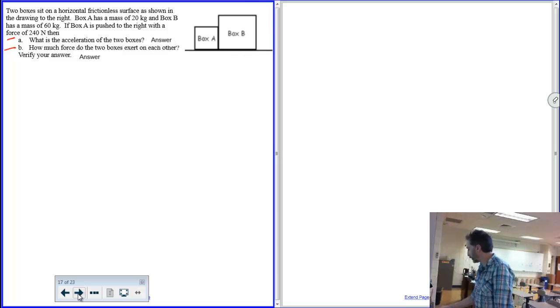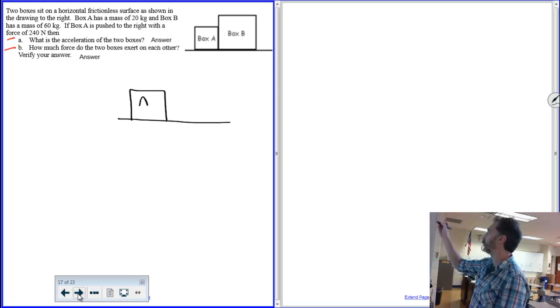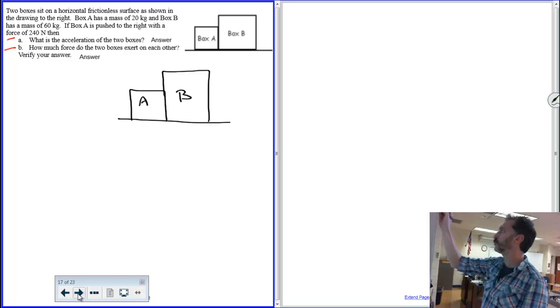So before we do anything, let's kind of get a sense for what's happening here. So the idea is we've got these two boxes. Let me redraw it. So here's box A, here's box B, and Roy is pushing them, right?